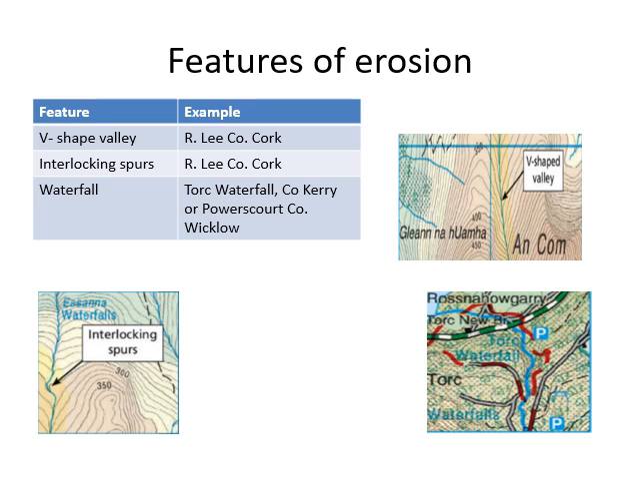Next important thing for our short questions, these are our features of erosion. You need to know that these are the features of erosion, and you need to know what they look like on Ordnance Survey maps. V-shaped valley, you can see you're high up in the mountains, high above sea level. You can see the contour lines are close together.